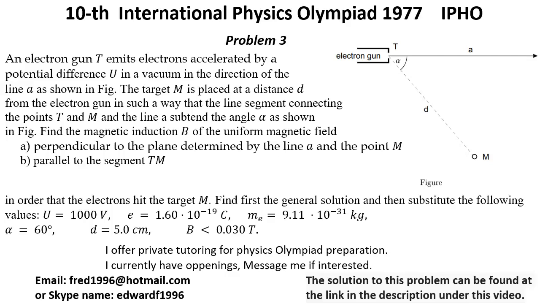U equals 1000 volts. Charge of electron e equals 1.60 multiplied by 10 to the power negative 19 coulomb. Mass of electron m_e equals 9.11 multiplied by 10 to the power negative 31 kilogram. Alpha equals 60 degrees, d equals 5 centimeters, and B less than 0.030 Tesla.